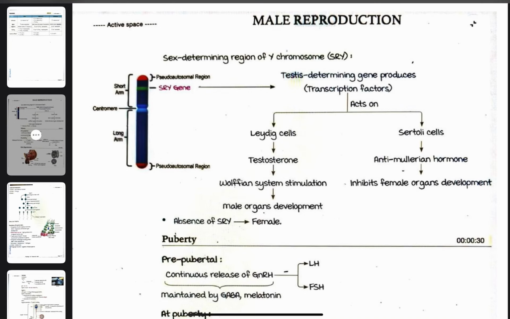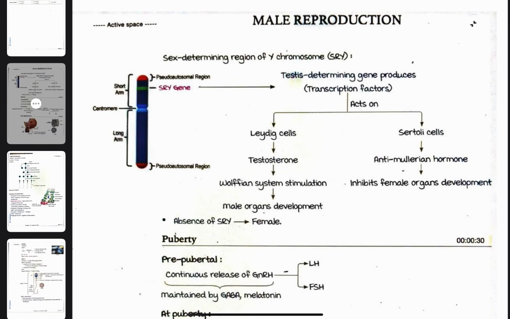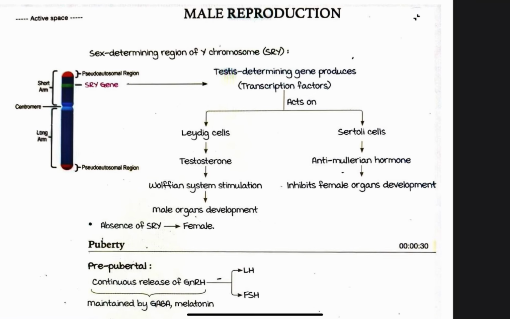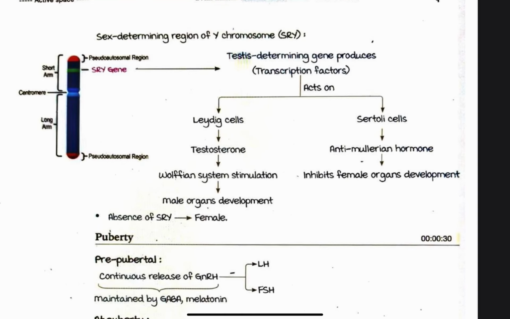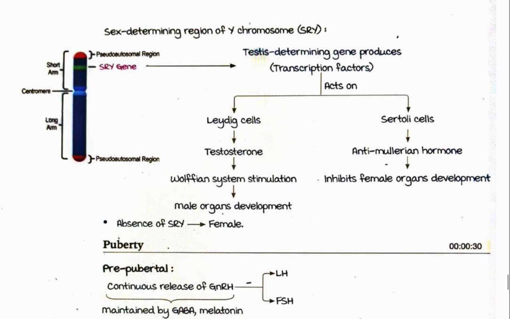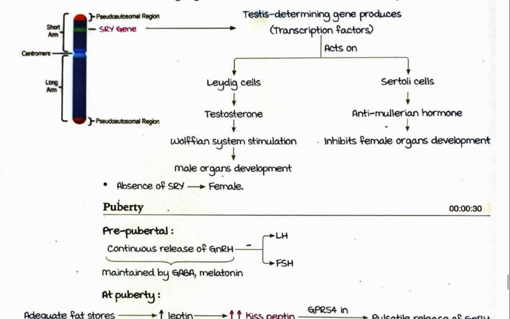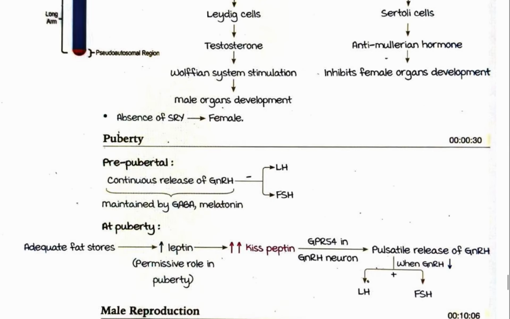SRY gene. Full form is sex-determining region of Y chromosome, responsible for the testis-determining gene. It produces transcription factors that act on Leydig cells and Sertoli cells. Leydig cells produce testosterone, Wolffian system stimulation, male organ development. Sertoli cells produce anti-Mullerian hormone, which inhibits female organ development. Absence of the SRY gene makes a female.